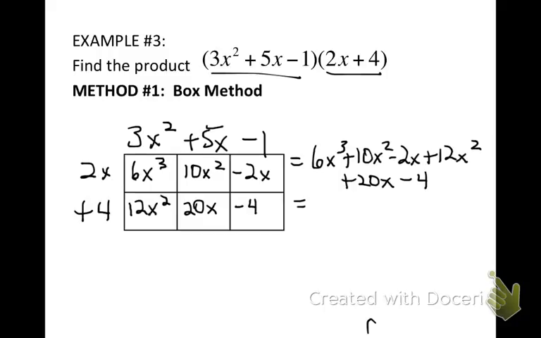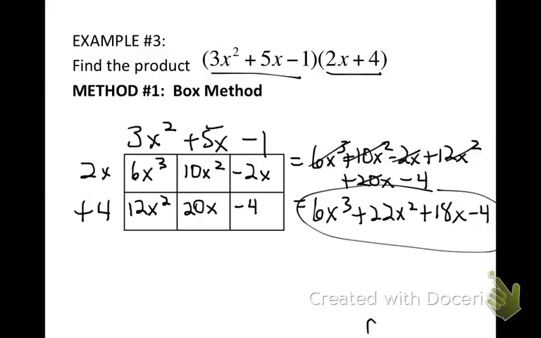Now work left to right. So 6x cubed, we scan and there's no other x cubed, so that term will remain. 10x squared plus 12x squared will give you 22x squared. Negative 2x plus 20x will give you positive 18x, minus 4. That's all you can do, because notice it is in standard form, and we have combined all of the terms that we need to.